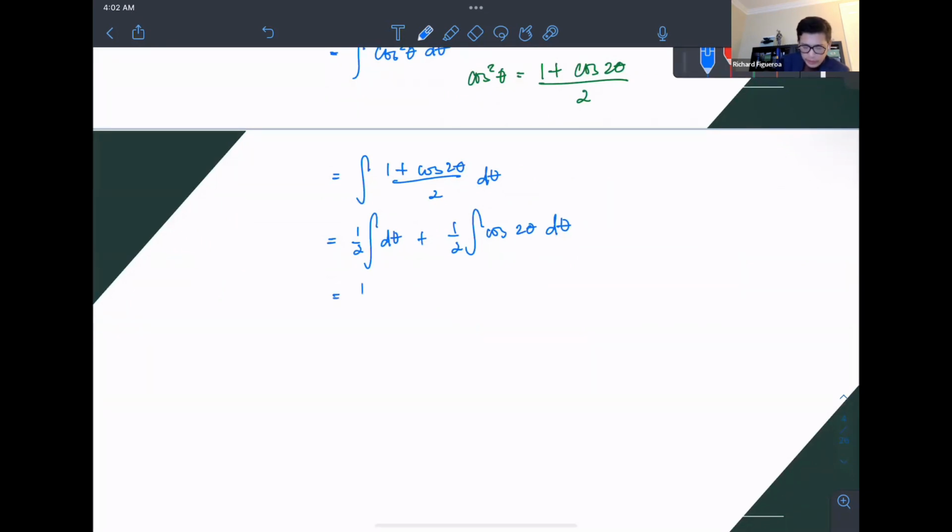So the integral of this will be 1/2 theta, plus 1/2. But remember, the integral of cosine 2 theta is positive sine 2 theta. However, we have 2 theta there, so we neutralize the 2 d theta by multiplying it by 1/2, plus c. So finally, we have this as 1/2 theta plus 1/4 sine 2 theta plus c.